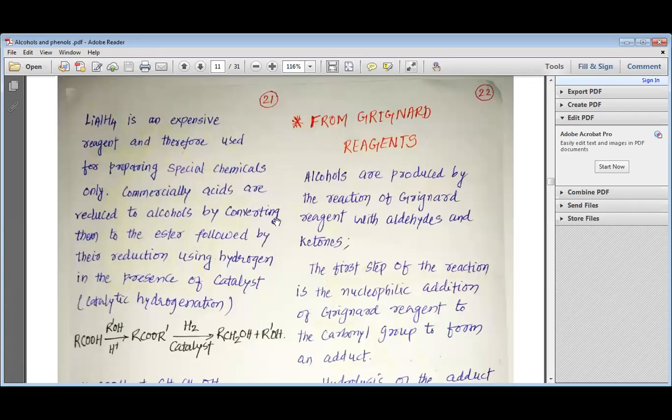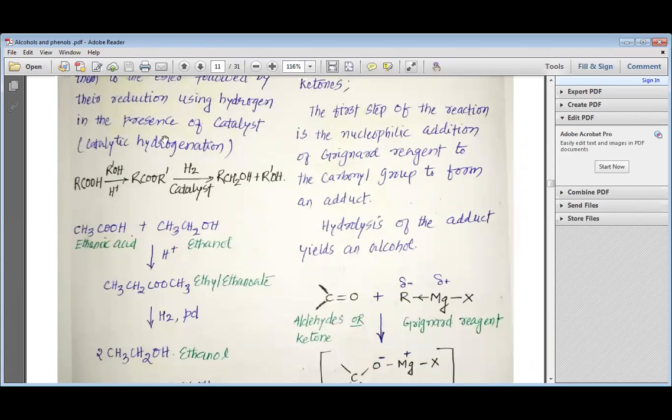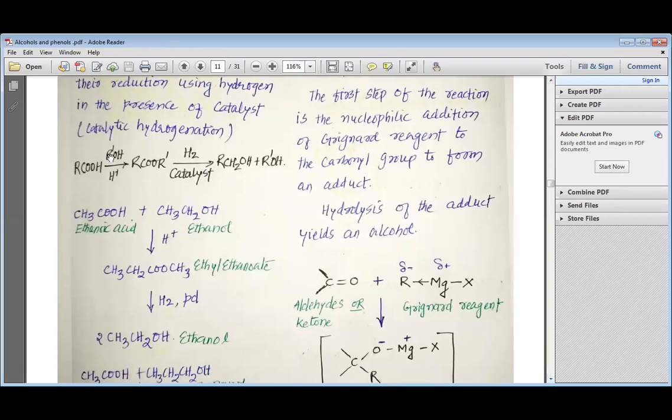lithium aluminum hydride is used for preparing special chemicals only. Commercially, acids are reduced to the alcohol by converting them to the esters, followed by the reduction using hydrogen in the presence of a catalyst. So it is nothing but the reduction of ester done by catalytic hydrogenation. So first we should take acid, then we allow it to react with the alcohol in the presence of H plus so that we can get esters, and then ester is reduced by hydrogen and catalyst into the alcohols. So here, whatever alcohol we have taken, we get it back.